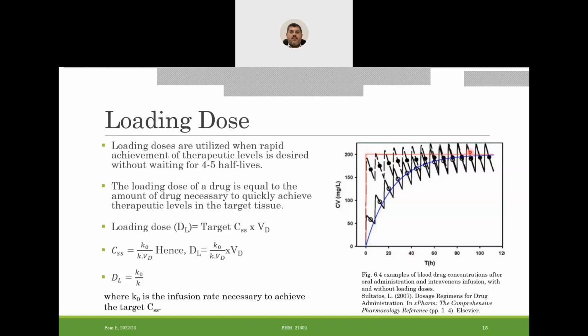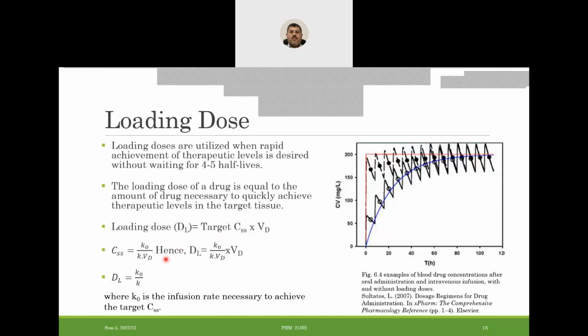And then they continue the infusion rate that will maintain it. So loading doses are utilized where rapid achievement of therapeutic levels is desired without waiting for several half-lives. The loading dose is the amount of drug necessary to quickly achieve the therapeutic levels in the target tissues. So how do we calculate the loading dose? Same as an IV bolus. Loading dose equals concentration times VD. The desired concentration is the steady state concentration I want to achieve, so it equals steady state concentration times VD.